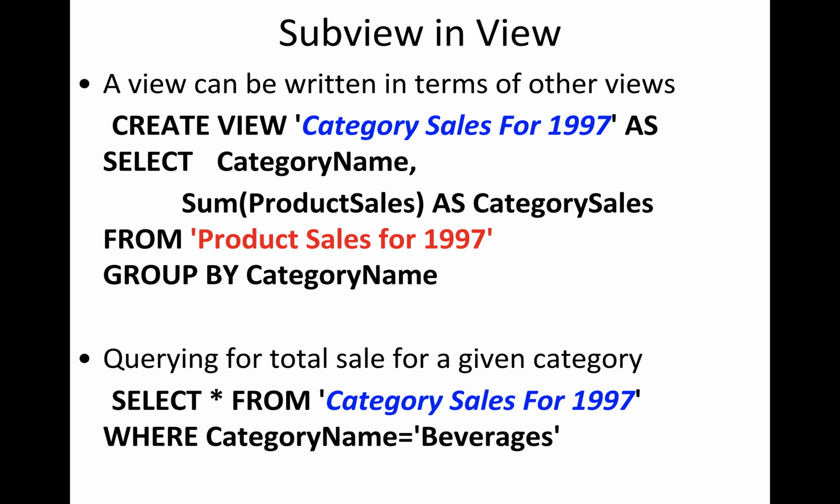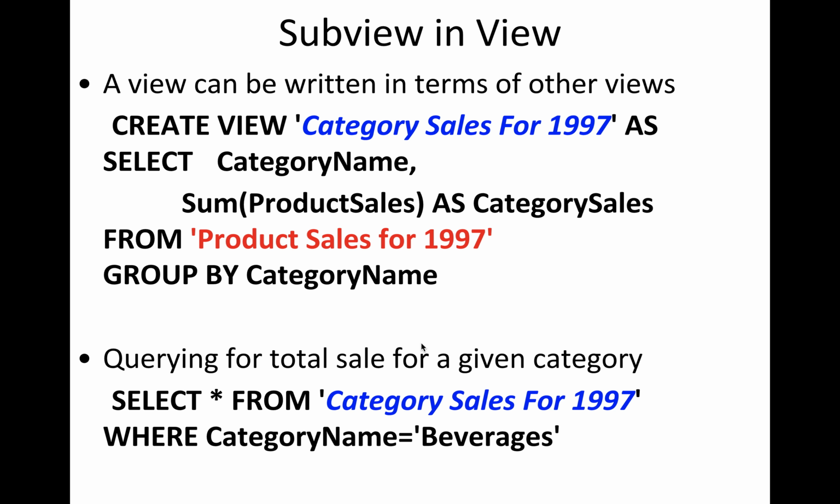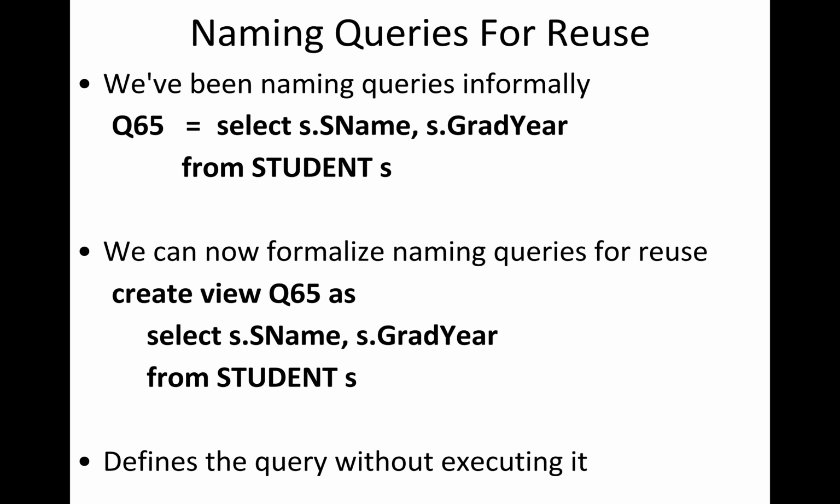Okay, and then it's being used by another select statement that extracts only those products whose category name is beverages. So it's very, very powerful.